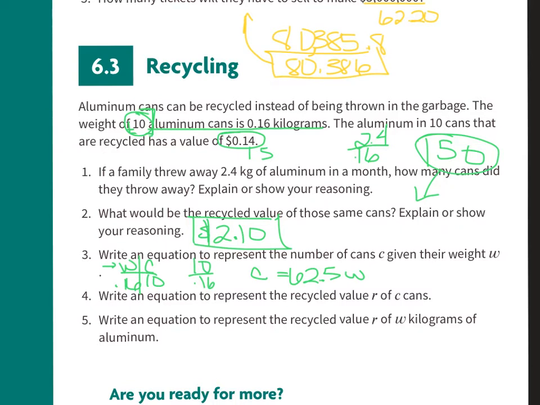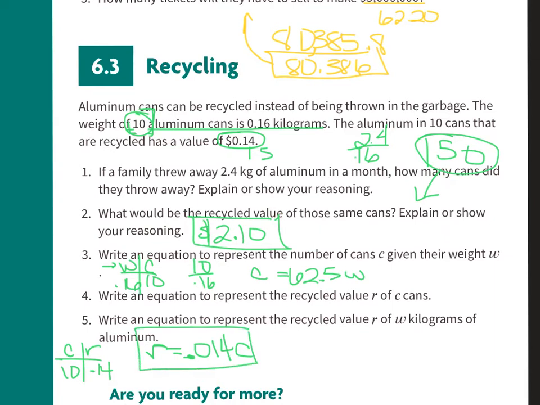Number 4, write an equation to represent the recycled value R of C cans. So C goes first, R goes second. I know 10 cans gives me a value of 14 cents. So if I go 0.14 divided by 10, it's 0.014. Okay? That tells me 1 can is about a penny, a little over a penny. So 0.014 times how many cans you have equals how much money you're going to make. So R equals 0.014 C.